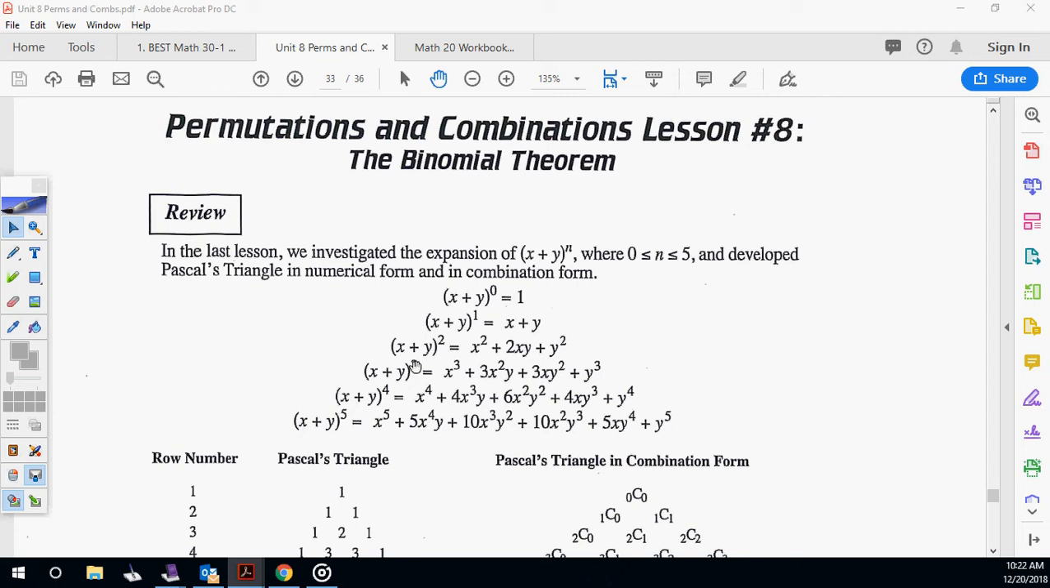Lesson 8. So, the binomial theorem. Okay, so I don't need to review this. We just talked about this yesterday. The Pascal's triangle pattern that comes from the FOILing out of x plus y to the n. Okay, so that same pattern we've talked about last time.